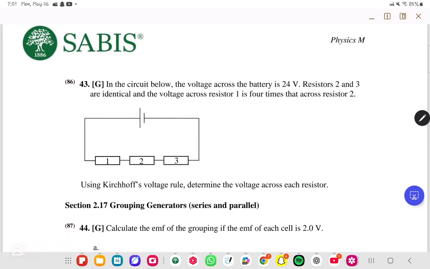We move on to 43. So in the circuit below, the voltage across the battery is 24 volts. Resistors 2 and 3 are identical, very important. And the voltage across resistor 1 is 4 times across resistor 2. That means if 2 is x, that means 3 is x. We're talking about their resistance, and also their voltage, because we know that if they are in series, then their current is all the same. So they said 2 and 3 are identical. This is for both voltage and resistance because it is in series. So 2 is x, 3 is x. Whereas resistor 1 is 4 times across resistor 2. We're talking about voltage. That means 1 is 4x.